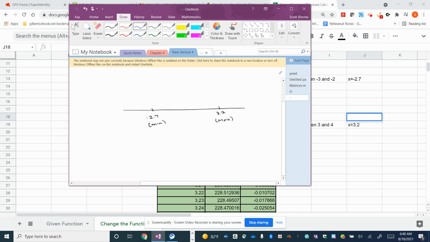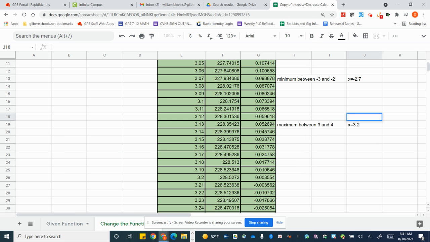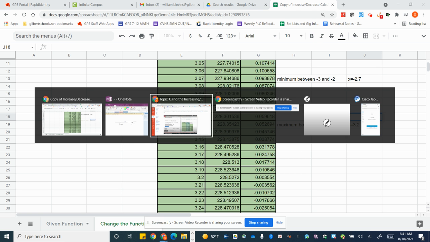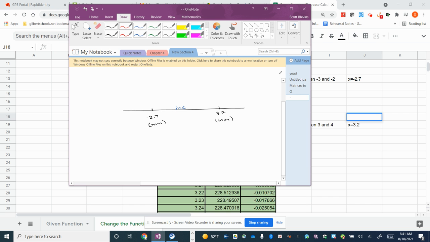So if this -2.7 is the low point and this is the high point, then the function must be increasing in between there. And if -2.7 is the low point, then that means that the function must be above that over here. And finally, if 3.2 is the maximum, that must be the highest the function gets. So over here on the right, the function again must be decreasing. This is enough to give us our intervals that were asked for on the question.